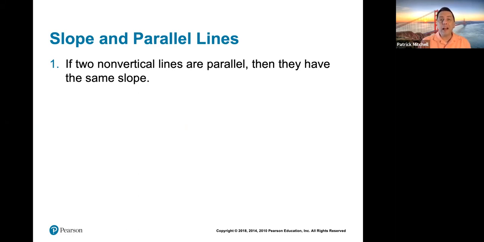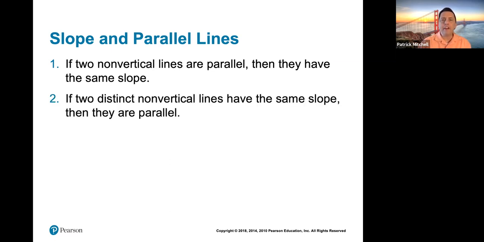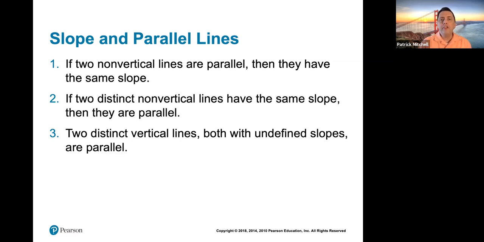Remember that parallel lines have the same slope as long as they have a slope, which means they're not vertical, which is what this says here. If two non-vertical lines are parallel, then they have the same slope. And conversely, if two distinct non-vertical lines have the same slope, then they are parallel. Two distinct vertical lines, both with undefined slopes, are parallel.